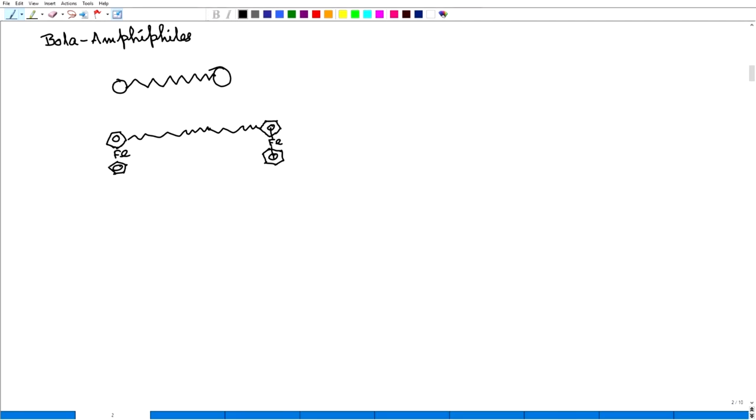Then I will put another one, okay? Gemini amphiphiles. What are Gemini amphiphiles? Here they are connected like this, head group, and then Gemini. Gemini means twin. So Gemini amphiphiles. For us, we also made Gemini amphiphiles with cryptands, like we made both Bola as well as Gemini.